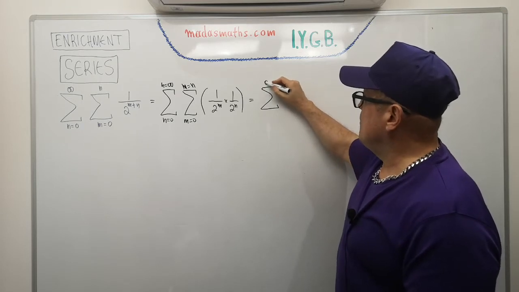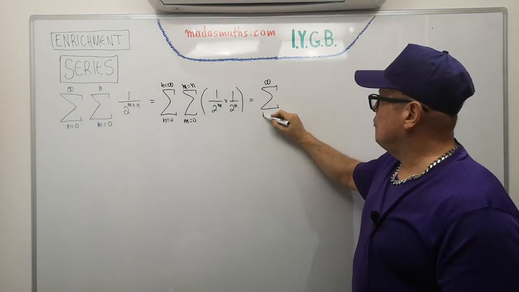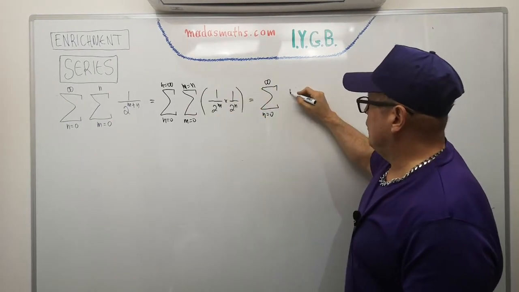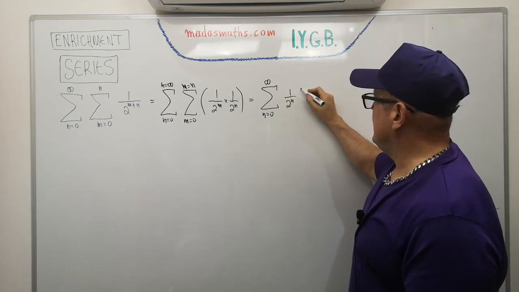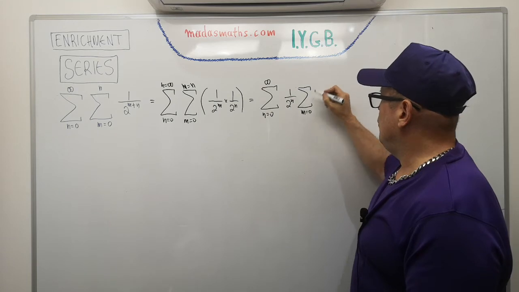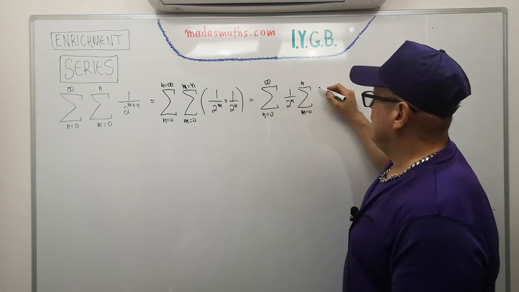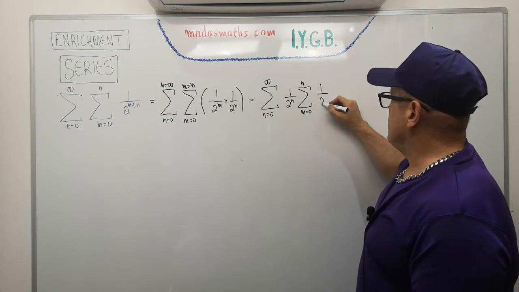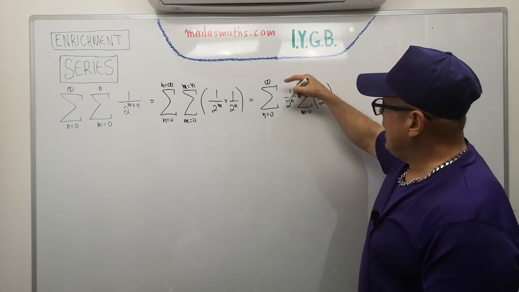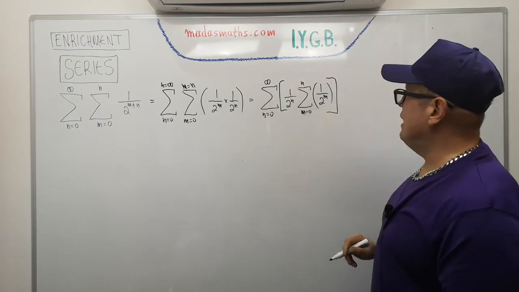Sigma and sigma. I'm going to revert to the original notation. I hate writing n is equal to infinity. So from n is equal to 0, and the 1 over 2 to the n goes on the outside, sigma from m is equal to 0. If you want, you can write to m is equal to n or just simply n. And what I'm left with in there is 1 over 2 to the m. This is the argument of the sigma, and the argument of the outer sigma is all of this together.